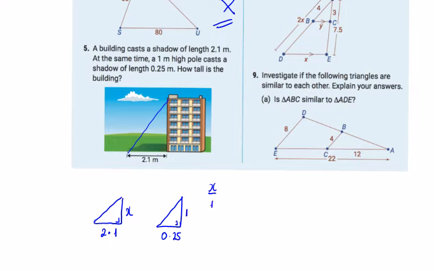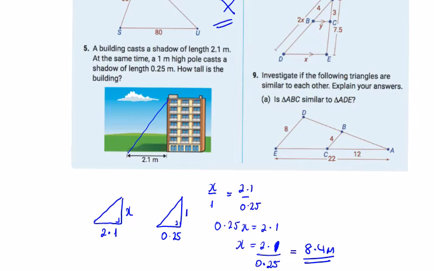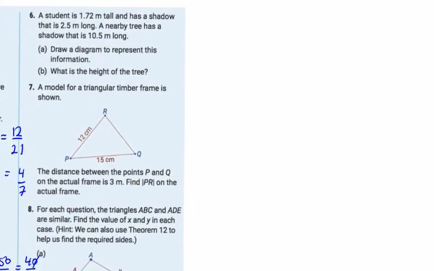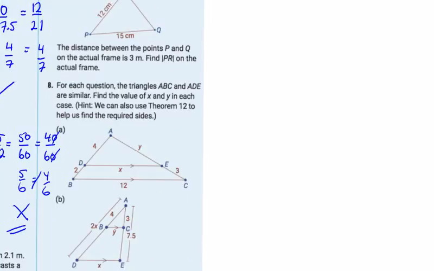X over 1 is equal to 2.1 over 0.25. 0.25x is equal to 2.1. So x is equal to 2.1 divided by 0.25, which is equal to, so we're multiplying by 4, 8.4 meters. That's the height of the building. Hope you're seeing some similarities between the questions. We'll do 6, and then we'll do 7, 8, and 9 in the next video.